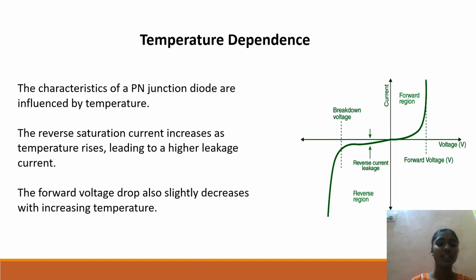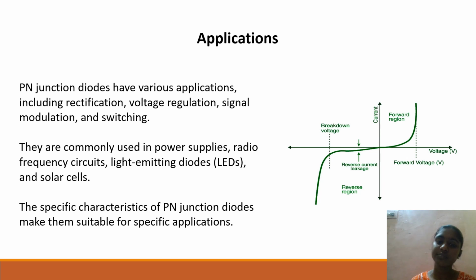Temperature dependence. The characteristics of a PN junction diode are influenced by temperature. The reverse saturation current increases as temperature rises, leading to a higher leakage current. The forward voltage drop also slightly decreases with increasing temperature.